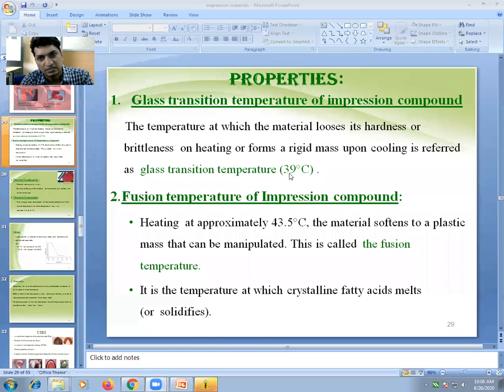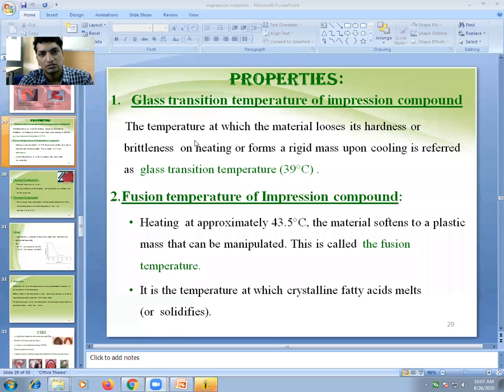So what happens at 39 degrees centigrade? Glass transition temperature means the temperature at which the material loses its hardness. At this temperature the material starts to lose its hardness or brittleness on heating, when I put that compound into the hot water. Now suppose I am cooling it. I place that tray in the patient's mouth at a temperature of, suppose, 45 degrees centigrade, and the mouth is about 37 degrees centigrade. So from 45 degrees centigrade the temperature starts to fall. At 39 degrees centigrade also, what happens? The material forms a rigid mass.